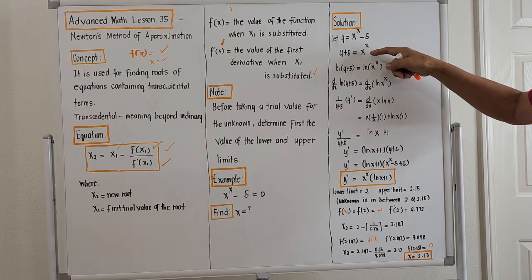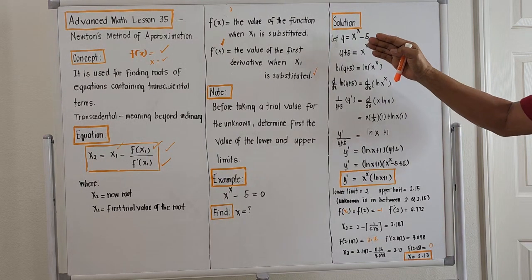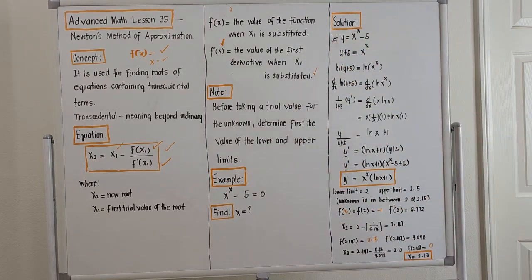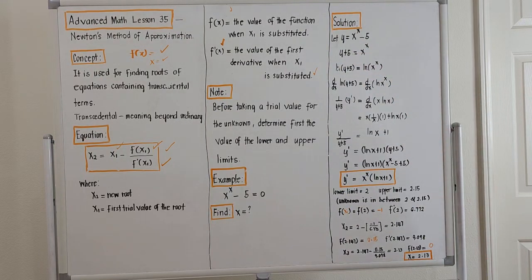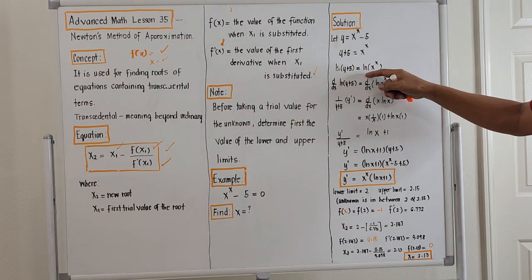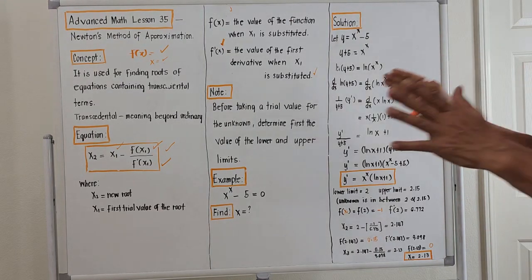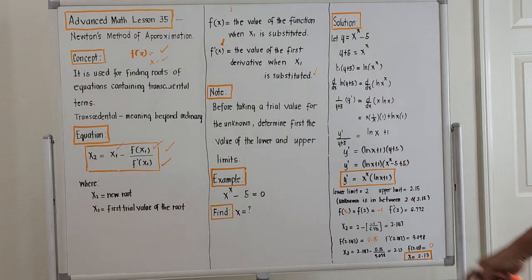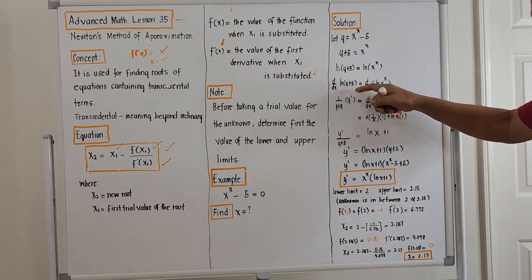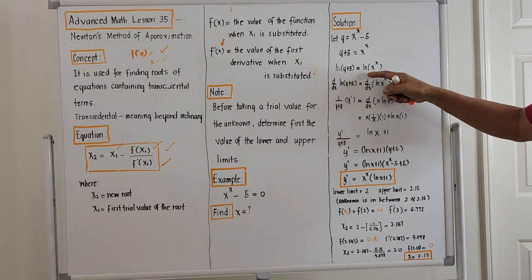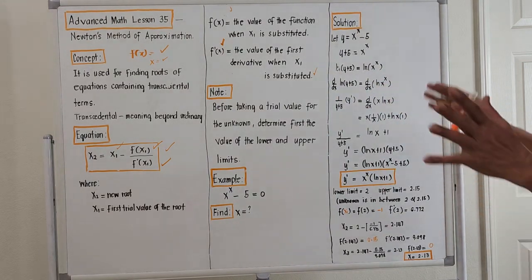y plus 5 will be equal to x to the x after the transposition, taking the natural log of both sides. The natural logarithm of the quantity y plus 5 equal to the natural logarithm of x to the x. Taking the derivative of both sides with respect to x. The derivative with respect to x of natural logarithm of y plus 5 equal to the derivative with respect to x of the natural logarithm of x to the x.